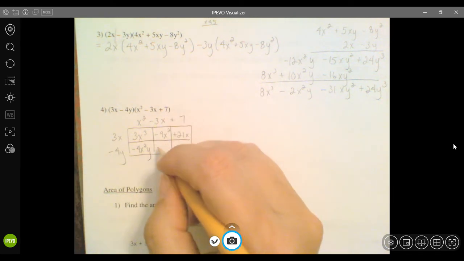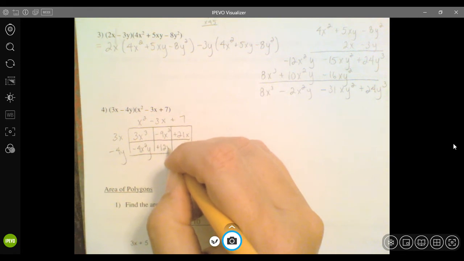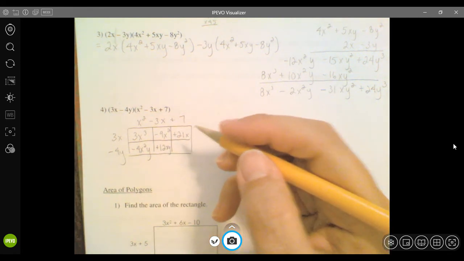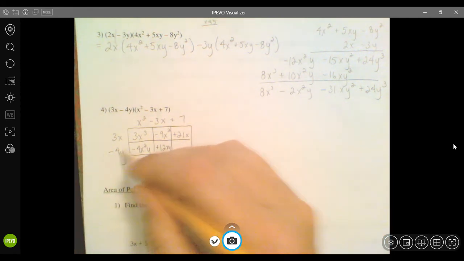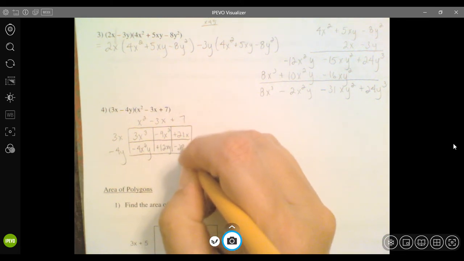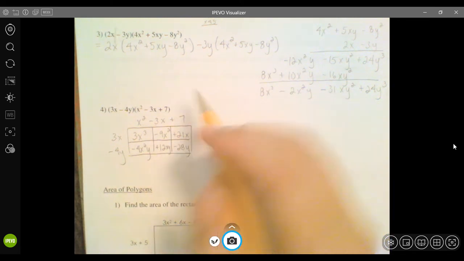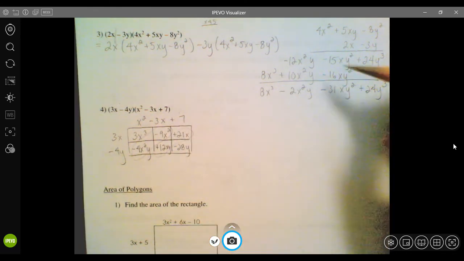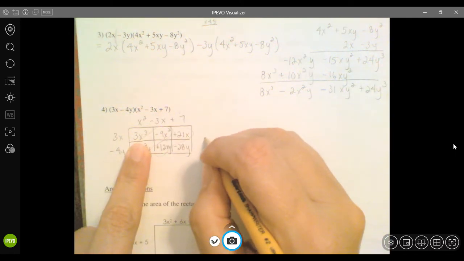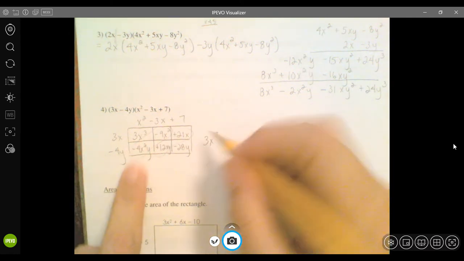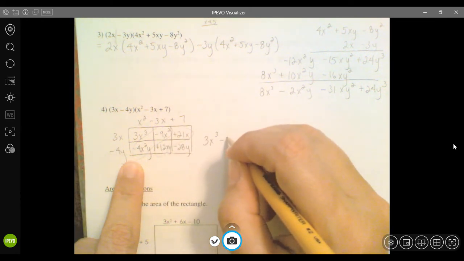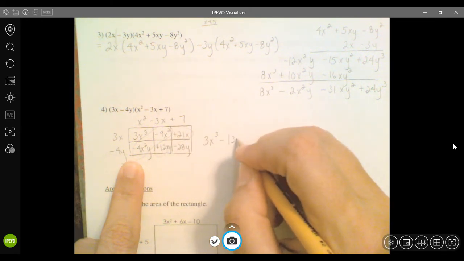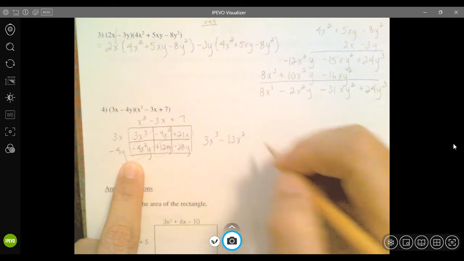Negative 4y times negative 3x is positive 12xy. Sorry, I got to cram that in. I should have written it bigger. Negative 4y times 7 is negative 28y. My like terms are here. If we wrote it vertically, the like terms would line up. We get 3x cubed minus 13x squared.